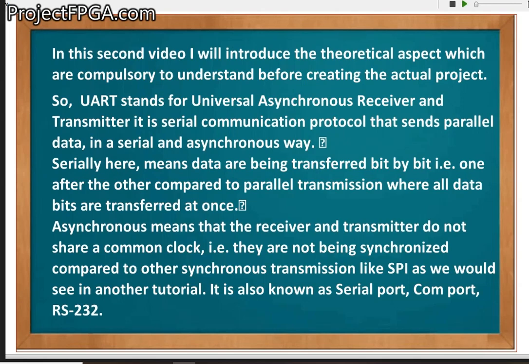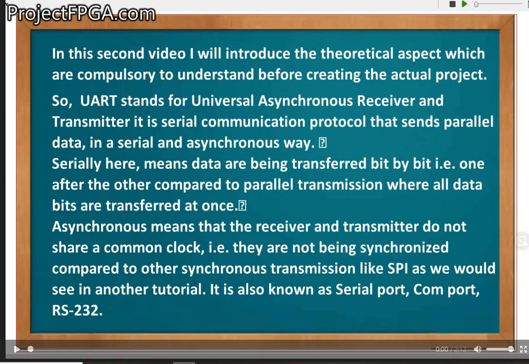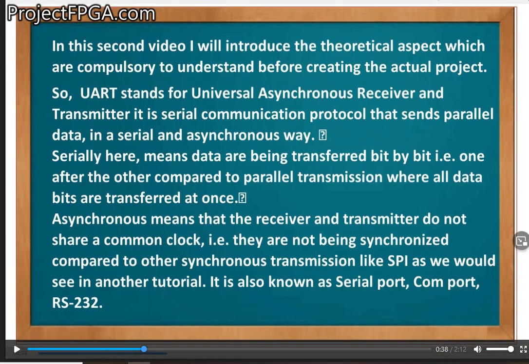Serially here means data being transferred bit by bit, that is, one after the other, compared to parallel transmission where all data bits are transferred at once. Asynchronous means that the receiver and the transmitter do not share a common clock, that is, they are not synchronized, compared to other synchronous transmission like SPI, as we'll see in another tutorial. It is also known as serial port, COM port, or RS-232.